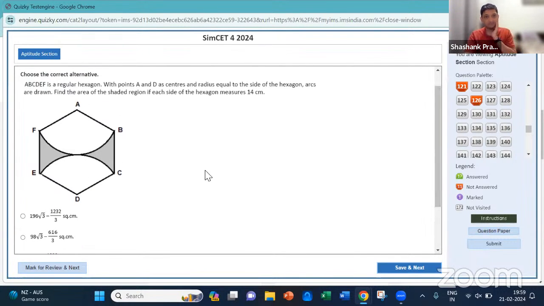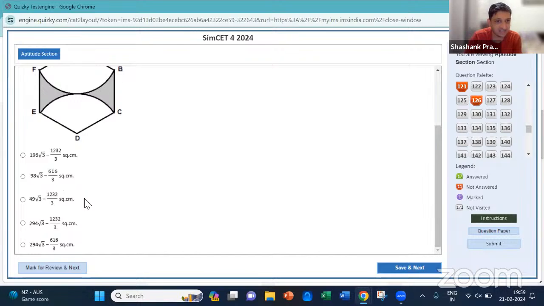So let's look at it. This is 120 degrees, so it will be 240 degrees. So it will be 2/3 into pi r square. 2/3 into 22/7 into 14 into 14. 2/3 into 44 into 7. 3 denominator. 2 into 44 into 7. 88 into 7. 560. 616. 616/3 will come. So I'm tempted to go for either 1 or 5, 2 or 5 rather.